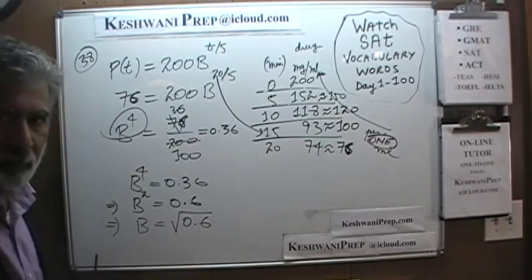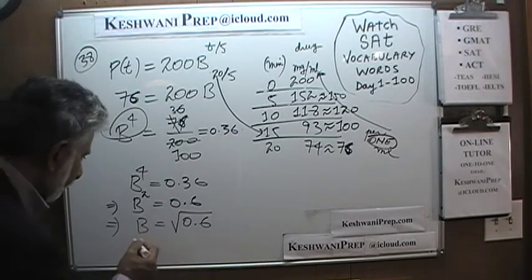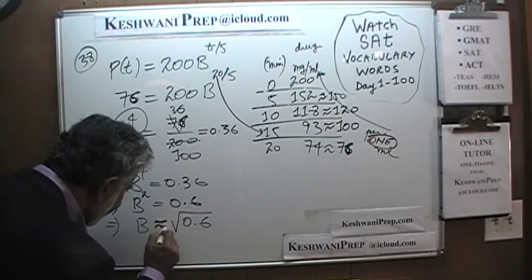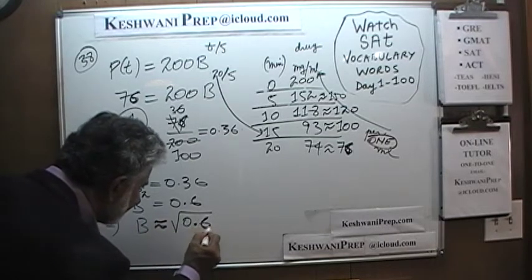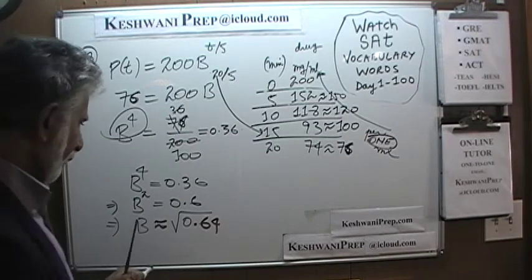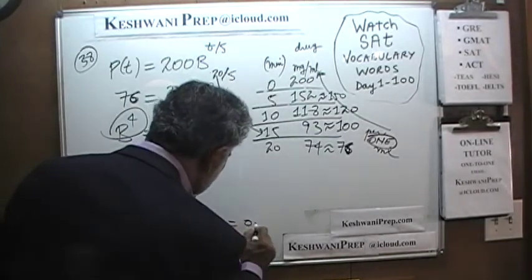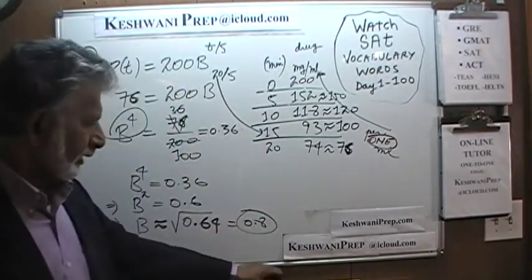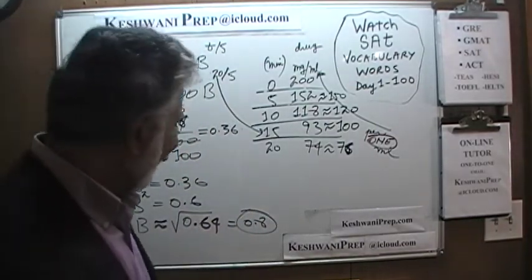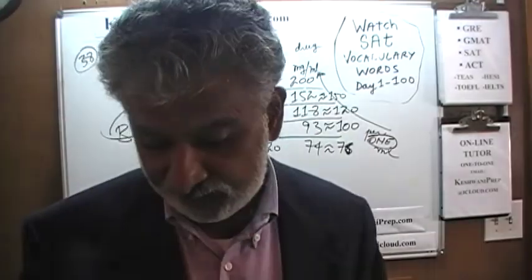We are exactly where we were in our journey some time ago. And at this point, we're going to say that b, therefore, is approximately equal to 0.64 instead of 0.6. And the square root of 0.64 is 0.8. We keep getting 0.8, probably because that is the value of b.